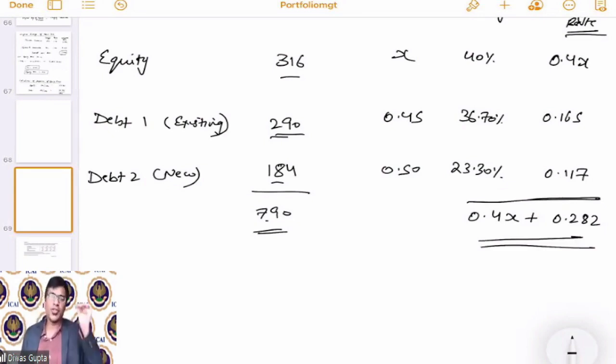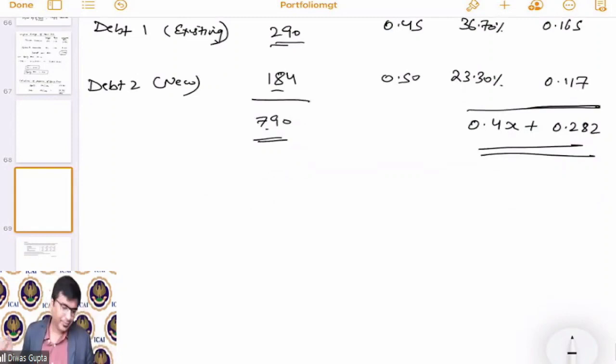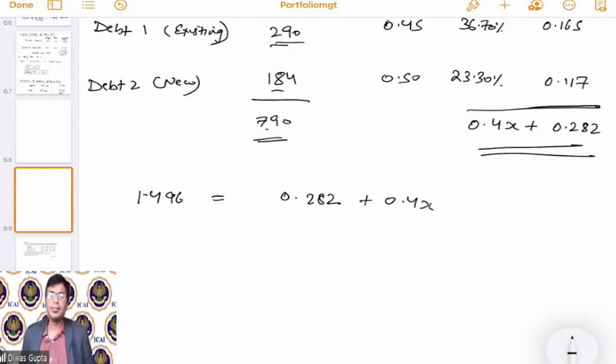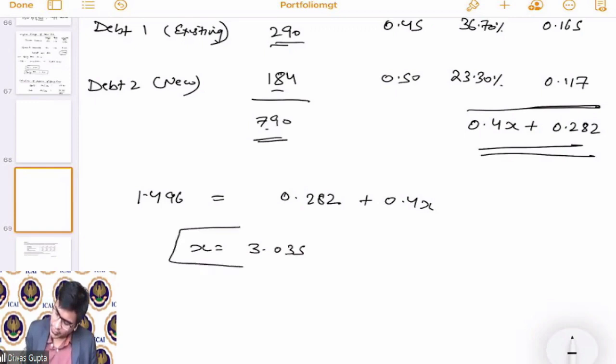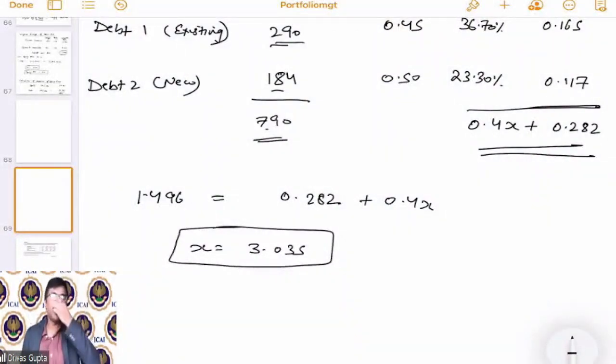On the sources of the fund side, what is the beta coming out to be? Now we can easily equate it to the asset beta, the original asset beta that was given in the general part of the question. That we have already calculated in part 1, which is coming out to be 1.496, equal to 0.282 plus 0.4x. Okay, students. Now in this, we can easily find out the value of x is coming out to be 3.035. So now students, please note, this is the main part.